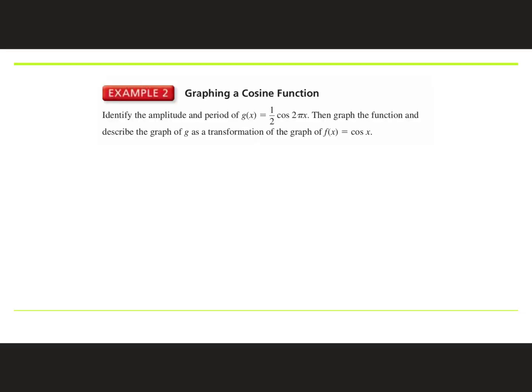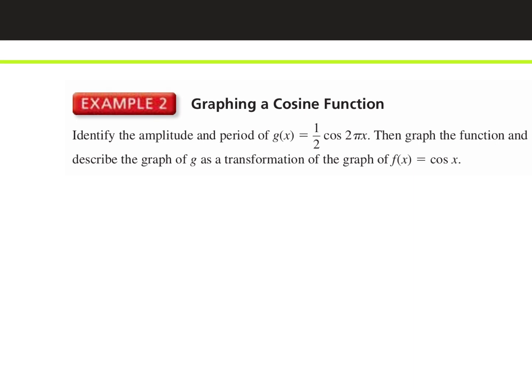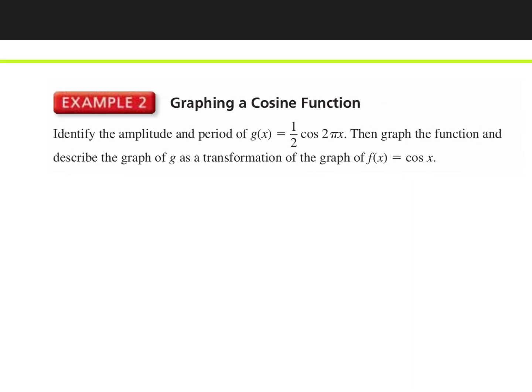So let's look at this. Identify the amplitude and period, and we're going to graph. So let's write the function out. I'm going to just use y. So y equals 1/2 cosine of 2 pi x.